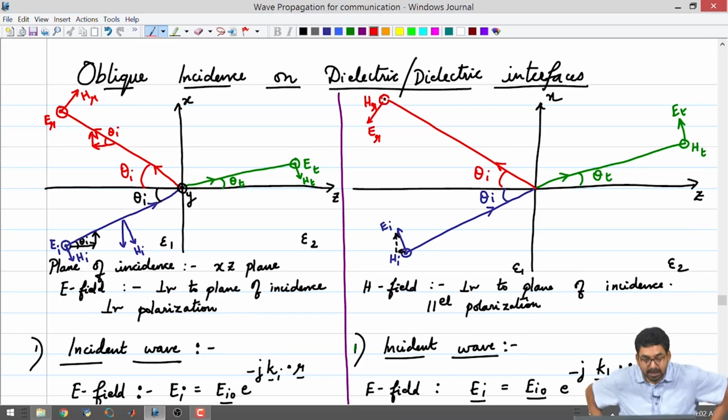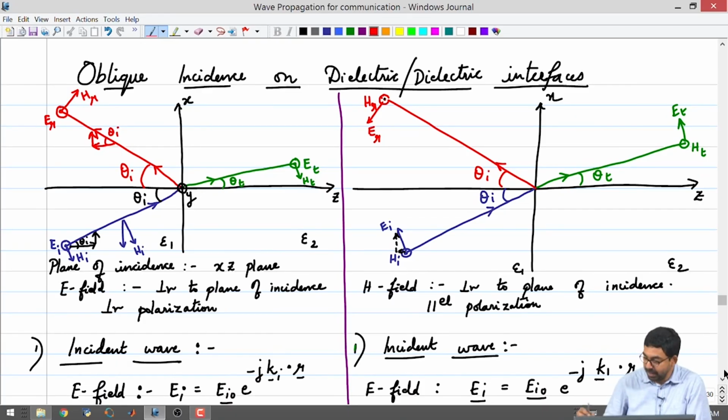Okay, I think we'll get started. Quick review of what we have done before. We have talked about dielectric interfaces, and we have talked about different polarization configurations. So, the case where the E field is perpendicular to the plane of incidence is known as the perpendicular polarization, and the case where the magnetic field is perpendicular to the plane of incidence is known as the parallel polarization.